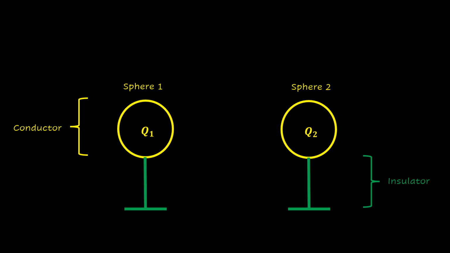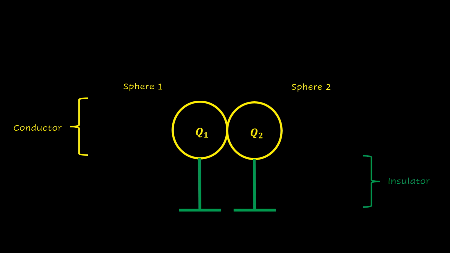The two spheres are allowed to touch, and they will share the charge. If the initial charge on sphere 1 is Q1 and the initial charge on sphere 2 is Q2, then the final charge on the two spheres after they've been brought into contact is Q equals (Q1 plus Q2) divided by 2.